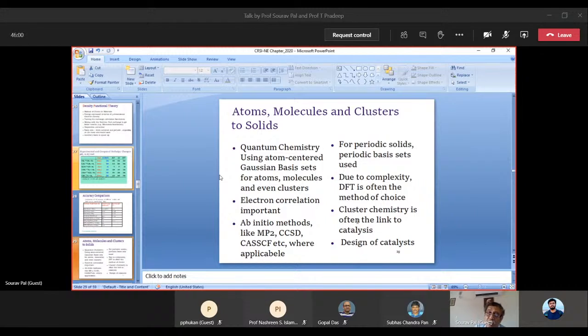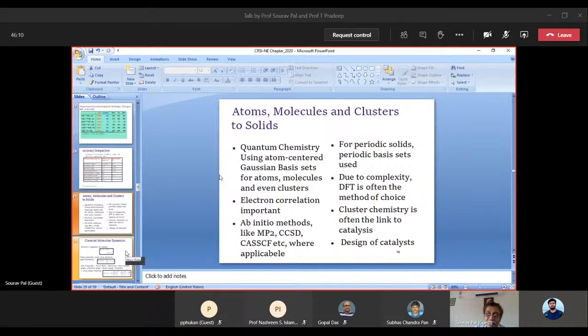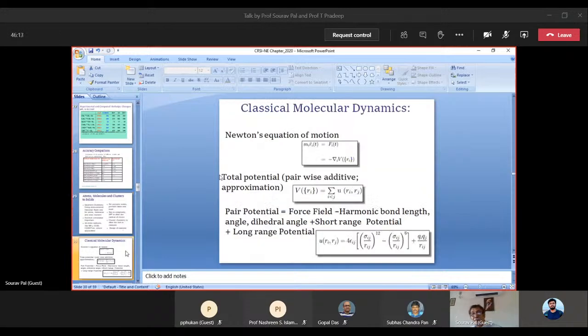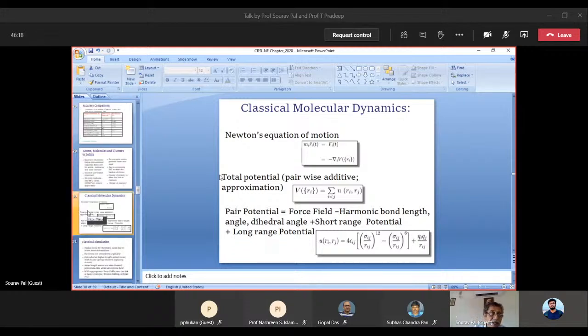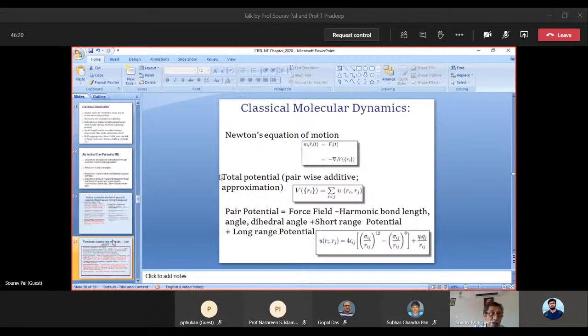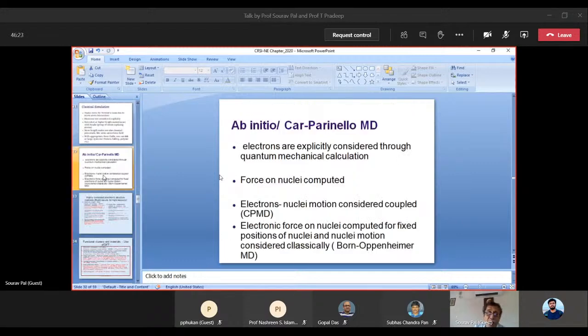The cluster chemistry is often the link from the atoms, molecules to the solid, and very often also gives you a link to the catalysis. I'll come to the design of catalysis, how complex it is here. Of course, with the quantum mechanics, we can do density and molecular dynamics. This is completely classical dynamics. You can also do ab initio Car-Parrinello MD. I'm not going to talk about it, but I think molecular dynamics and time scale has also become very important. Let me now very quickly tell what are the problems we are doing, because it's impossible in this lecture to cover everything that I'm doing.